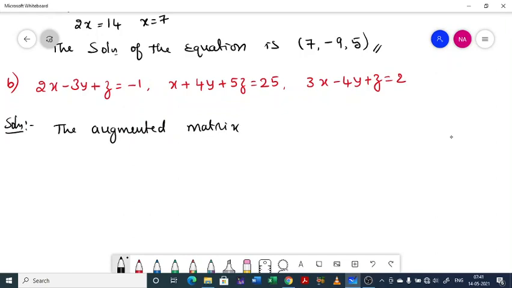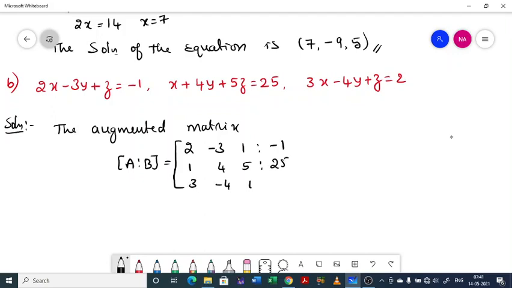The augmented matrix is A:B equal to, the first row we have to write is 2, minus 3, 1 colon minus 1, second row 1, 4, 5 colon 25, third row 3, minus 4, 1 colon 2. Okay. Now we have to make these two entries 0. We have to use suitable operations.